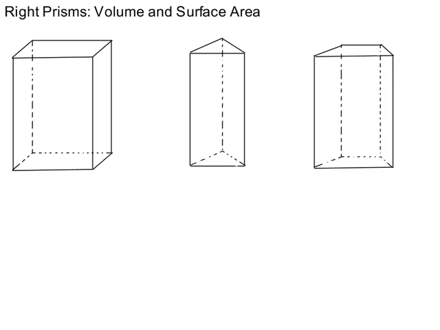Alright, let's discuss right prisms. I have three examples here of right prisms. A right prism is simply this: you have a base polygon. For example, in this case, the base is a rectangle. In this example, the base is a triangle. In this example, the base is a trapezoid.